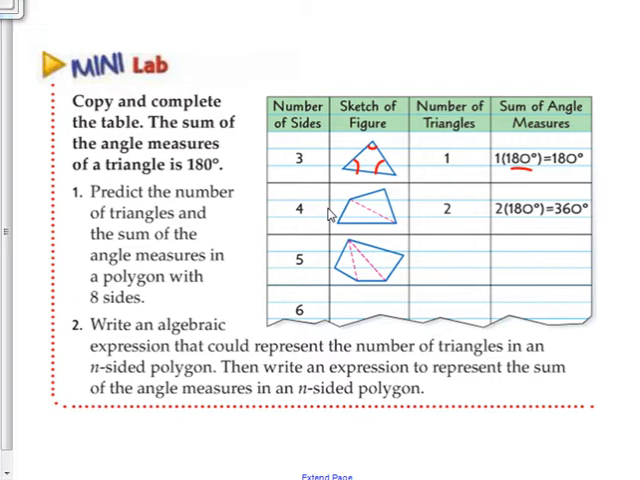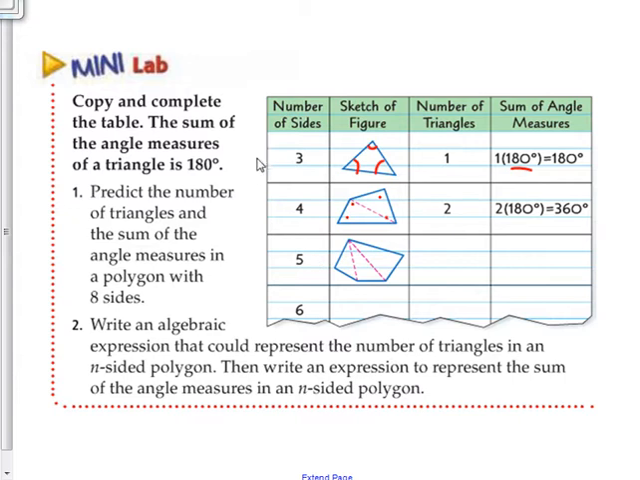With 4 sides, we can draw one diagonal, and that makes 2 triangles. Because we have 2 triangles, we do 2 times 180, so therefore we have 360. So this angle plus this angle plus this one equals 360 degrees. If you think about a square, each angle is 90 degrees, and 4 times 90 is 360, so that does make sense.